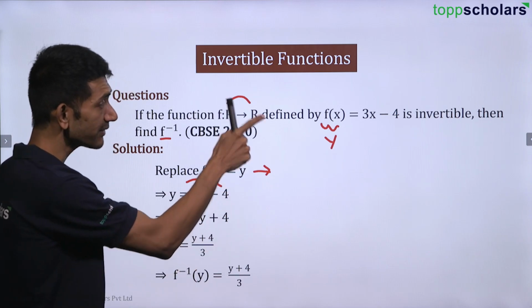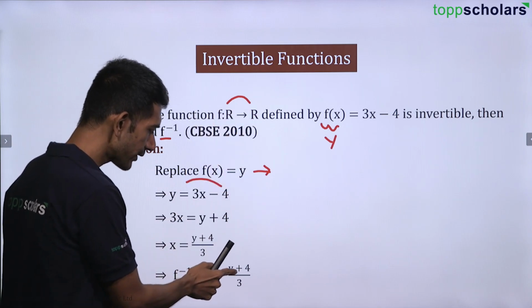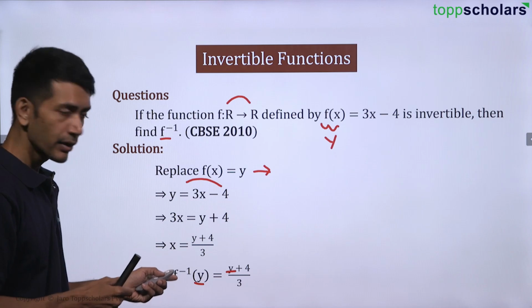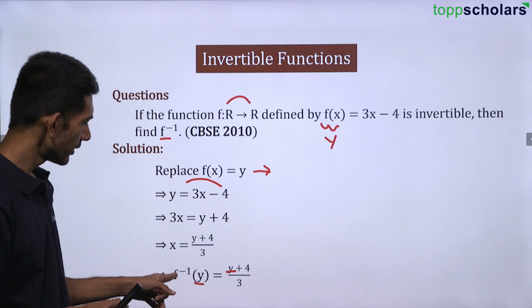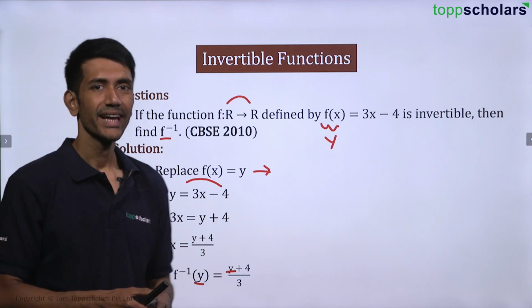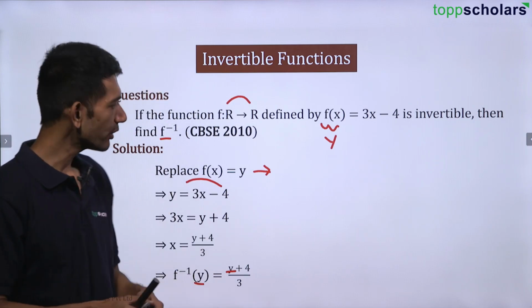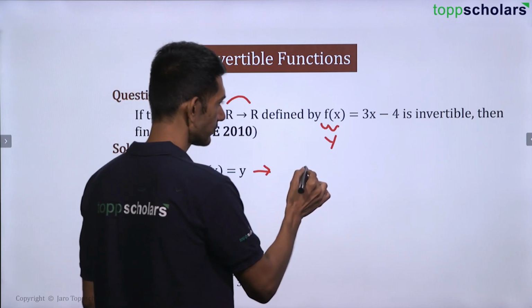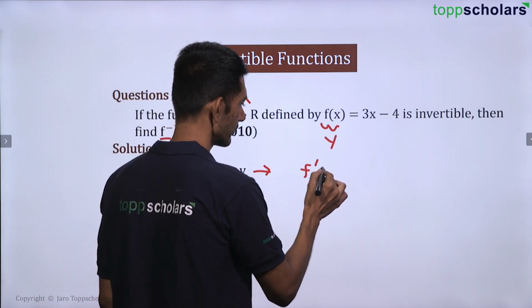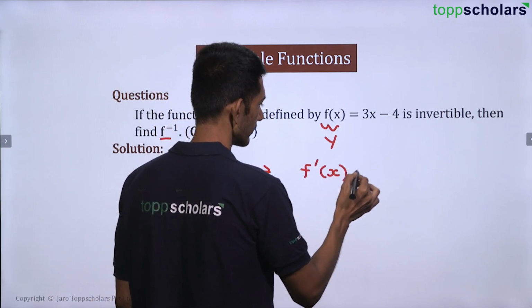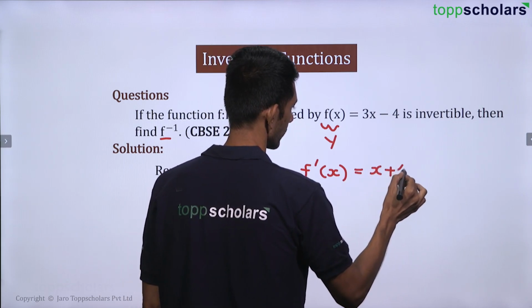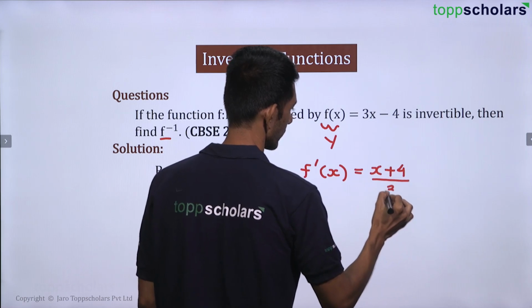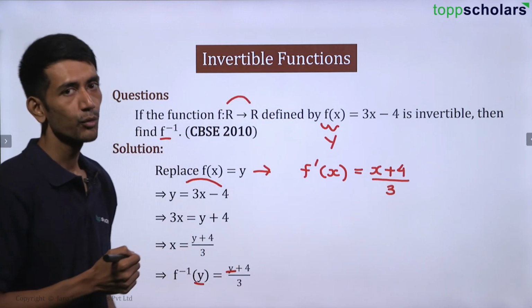But we want f inverse of x. So instead of y, you put x now. So f inverse of x will be (x plus 4) by 3. That will be your final answer. I hope this is clear.